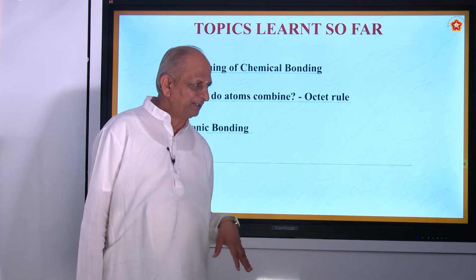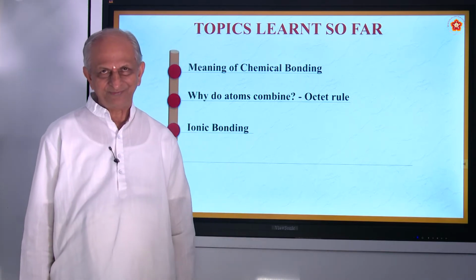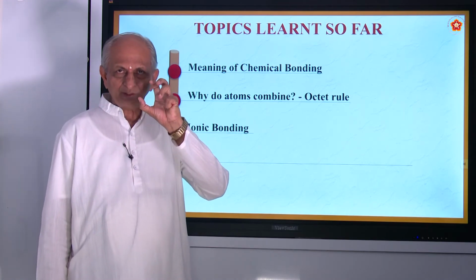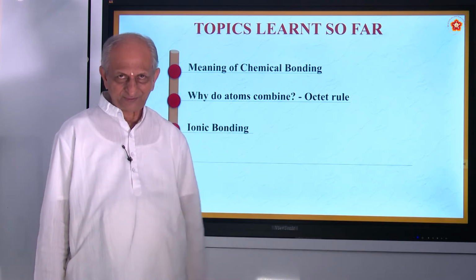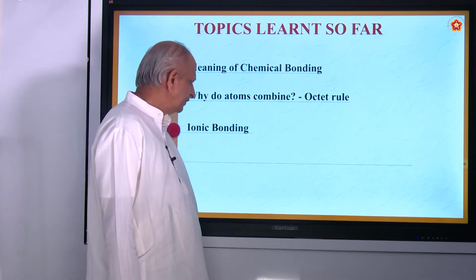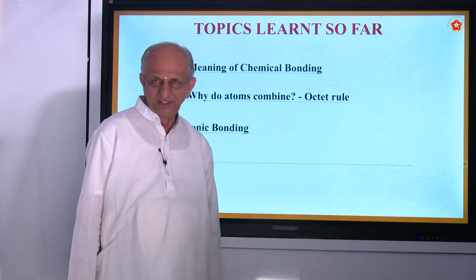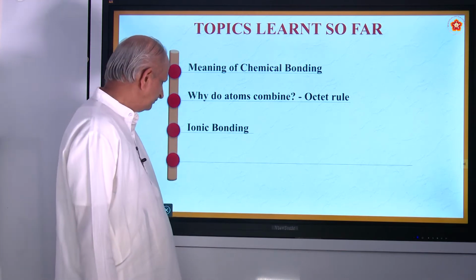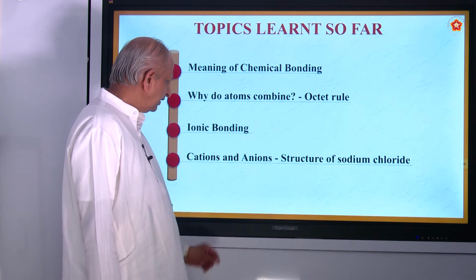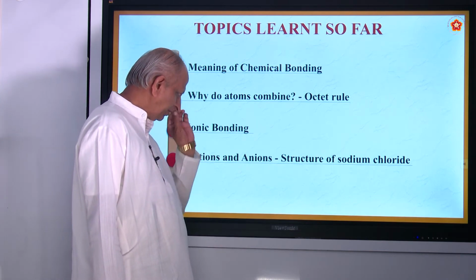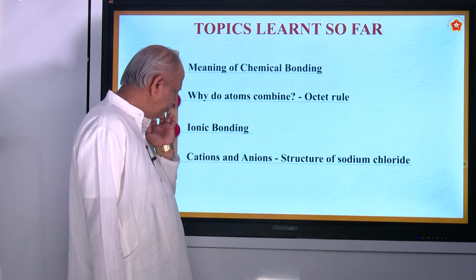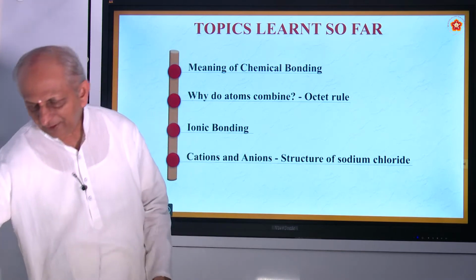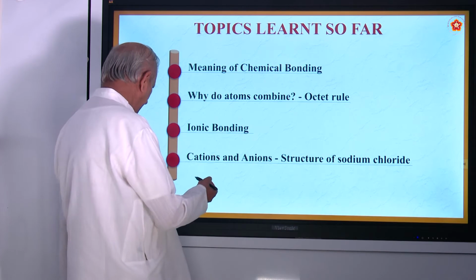And this type of bonding by transfer of electrons is called ionic bond, because the metals, when they lose electrons, become metallic ions. The non-metals, when they gain electrons, become non-metallic ions. And that's why the name ionic bonding. The other name is electrovalent bonding. And here the atoms of elements, after losing electrons, become cations. And atoms of elements by gaining electrons become anions.